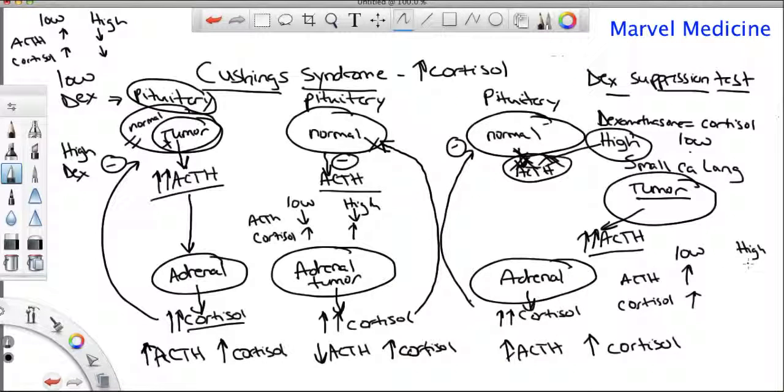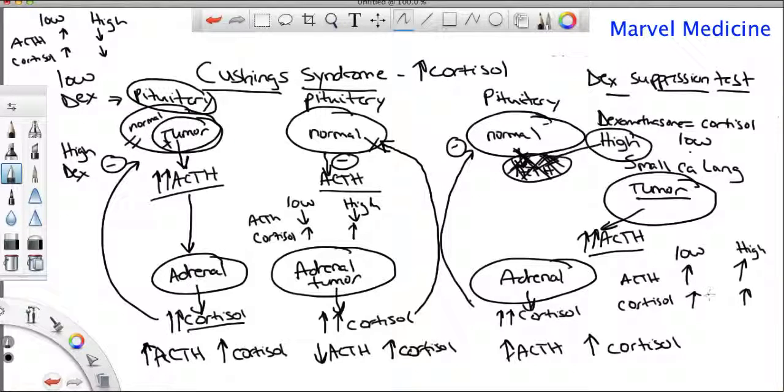Now, what if I gave a high amount of dexamethasone, a lot of steroid? Same thing, guys. The pituitary is shut down. This factory is completely shut down, not producing any ACTH. So its negative feedback is at its maximum here. So what's going to happen? Nothing. The ACTH will remain high, and the cortisol will remain high. Okay, that's the difference here.